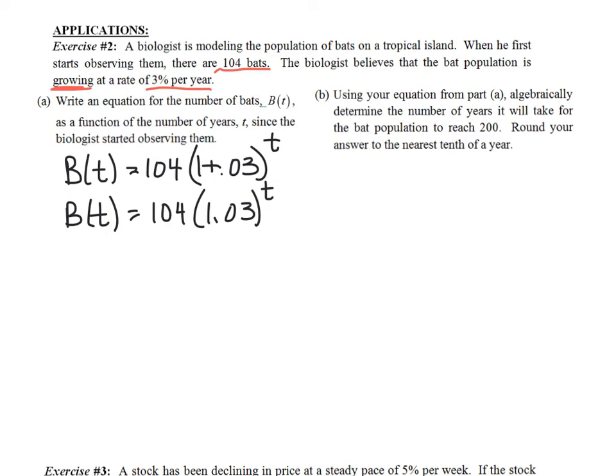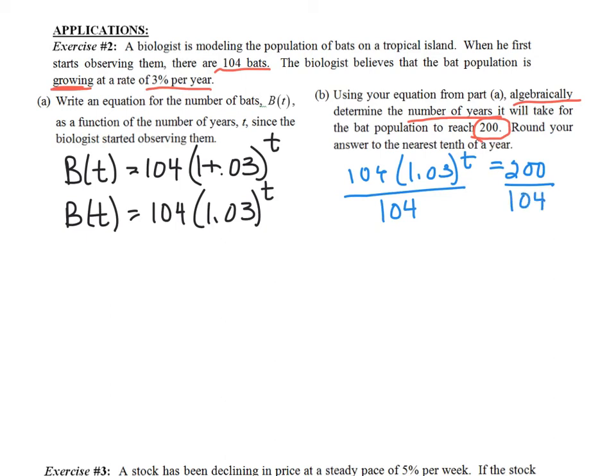Now, if I want to use this equation, and again, notice that this problem specifies that I have to solve it algebraically, for the number of years that it will take for my bat population to reach 200. So we're going to set our B of t equation, 104 times 1.03 to the t, equal to 200. Now when I do that, this is an example of one where I've got to get the exponential by itself. So I'm going to divide both sides by 104.